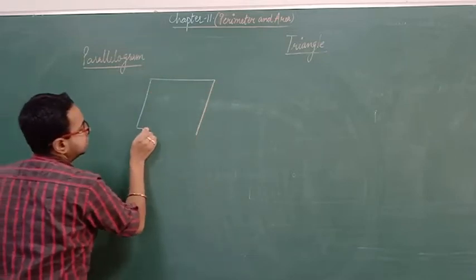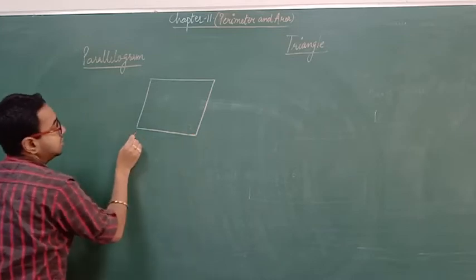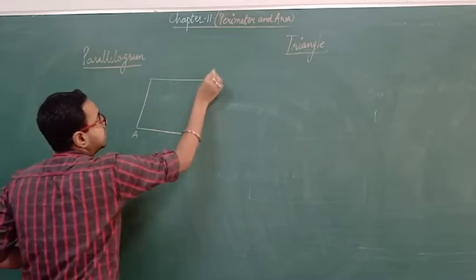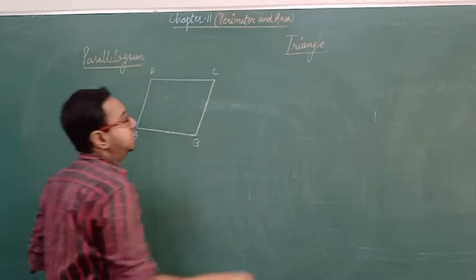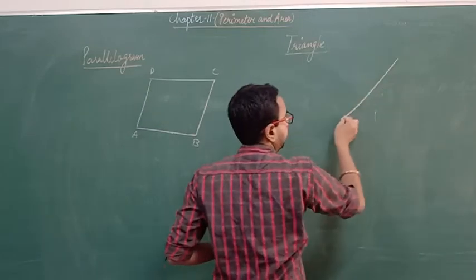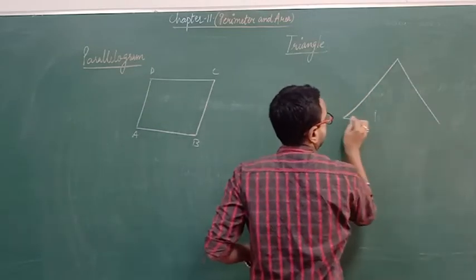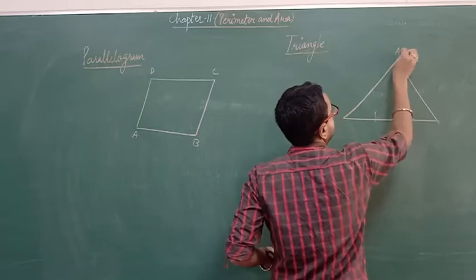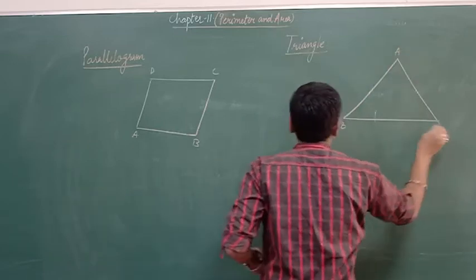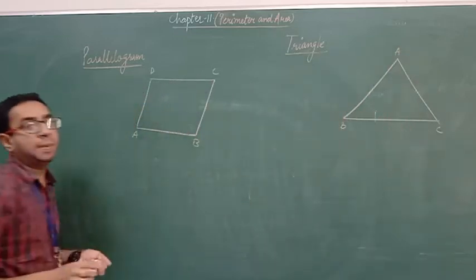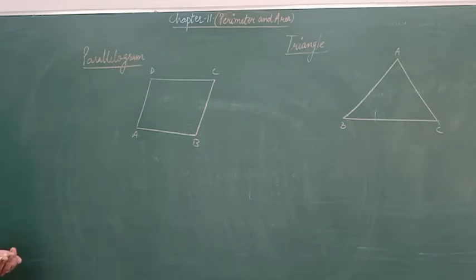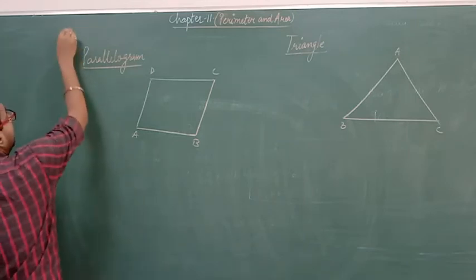For example, this is the shape of a parallelogram, but we indeed call it a rhombus. We'll study that further, but it's a parallelogram. And this is a triangle. ABC is a triangle. And ABCD is a parallelogram. Understand what a parallelogram is. Again, a family of quadrilaterals.